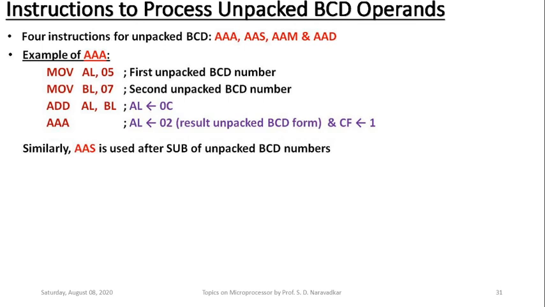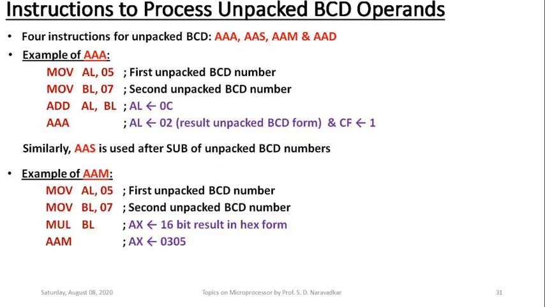Similarly, the AAS instruction is used after subtraction of unpacked BCD numbers. I don't want to repeat the same set of instructions. But anyway, I have to take one number in the AL register, and the second number in some other data register. Then I have to perform the subtract instruction, SUB AL with that second register. And then the AAS instruction, which will adjust the result generated after subtraction into its corresponding unpacked BCD value.